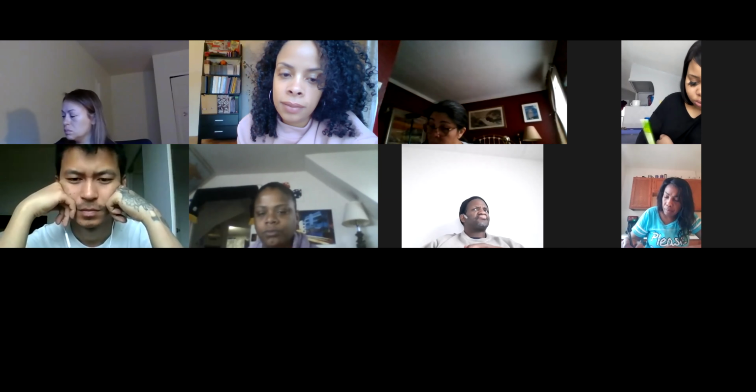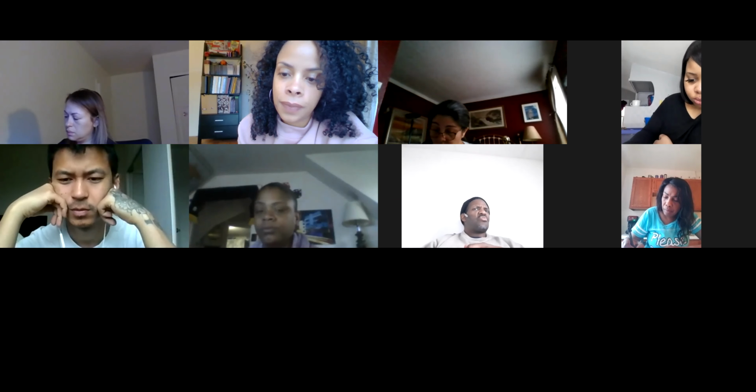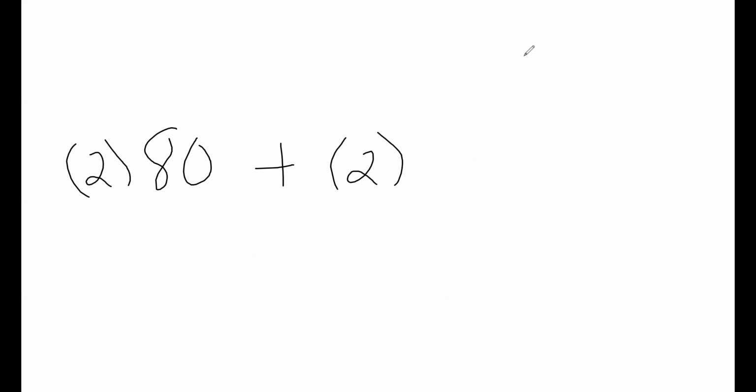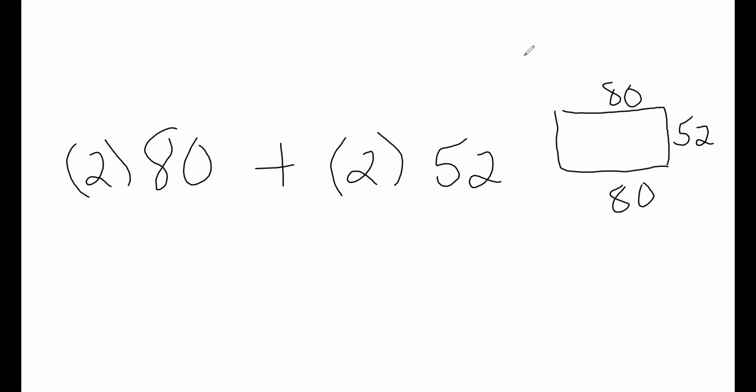So that's up to you. If you say that one side is 80, you're definitely going to multiply that, plus you need 2 of the 52. So what you're trying to do is say one is 80 and one is 52. They only gave you 2 sides, so you have to copy the other 2 and understand that you're still talking about a rectangle.